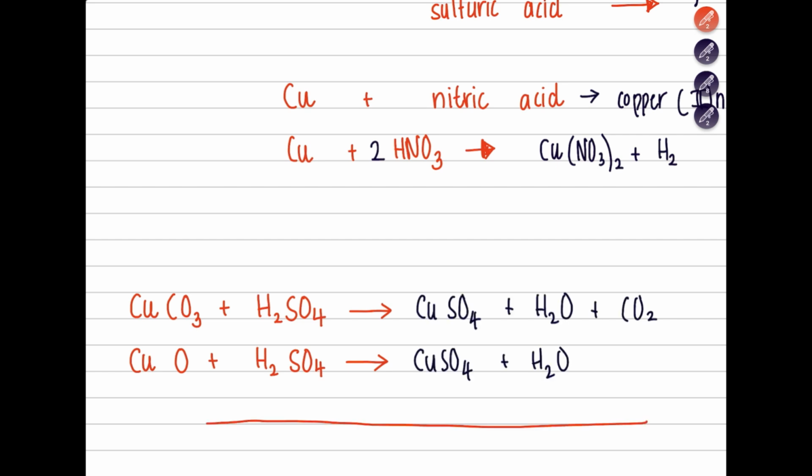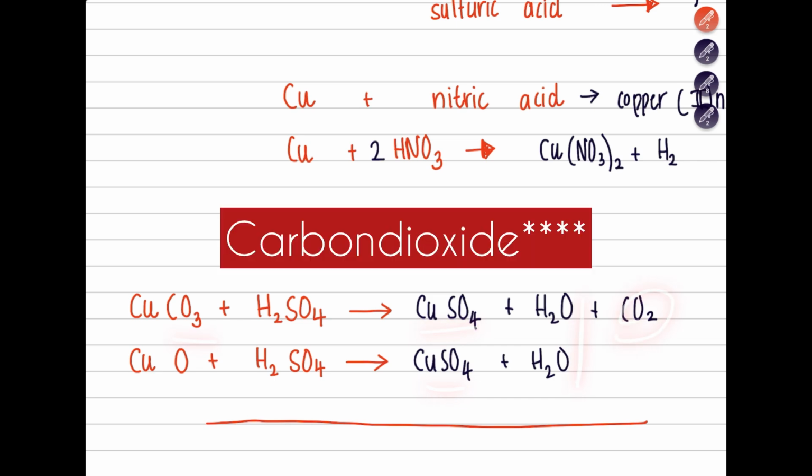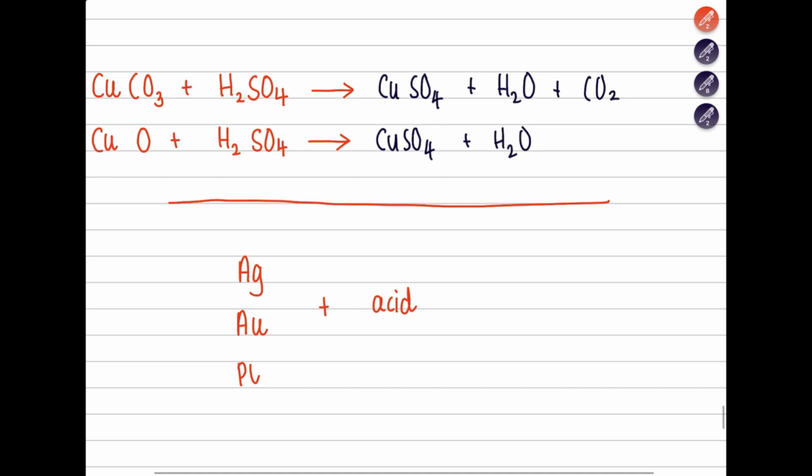Okay, so this is what we get. We get copper sulfate in both cases, as well as water, but when we have copper carbonate, we get carbon dioxide as well. Now, what about silver, gold, and platinum? They do not react with acid. There is no reaction.